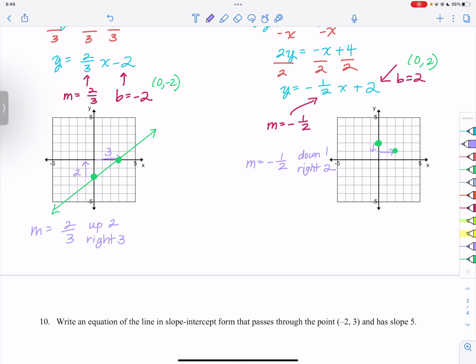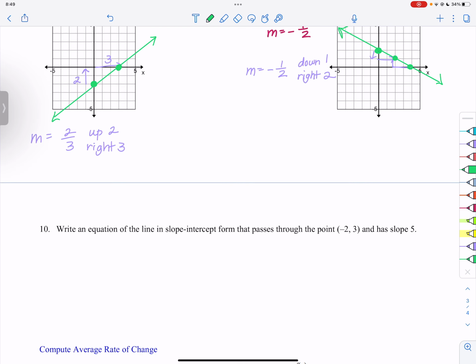We can actually do that again. Down 1 to the right 2. So we can put another point on the graph if we wanted. And then connecting those points, that's what our line looks like.